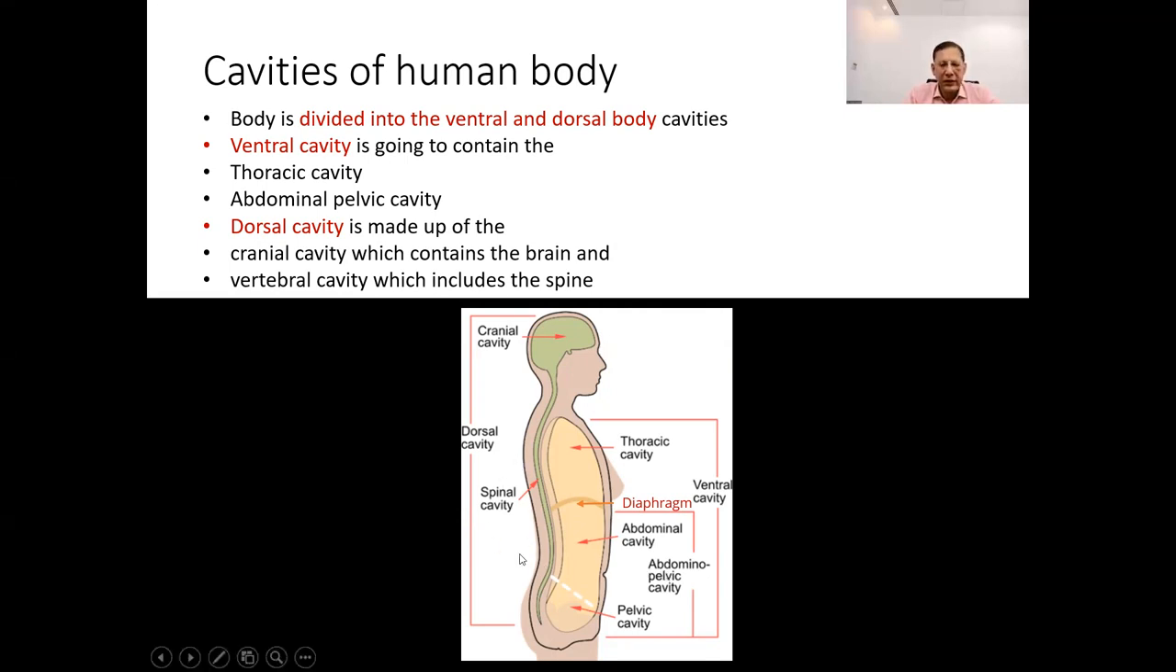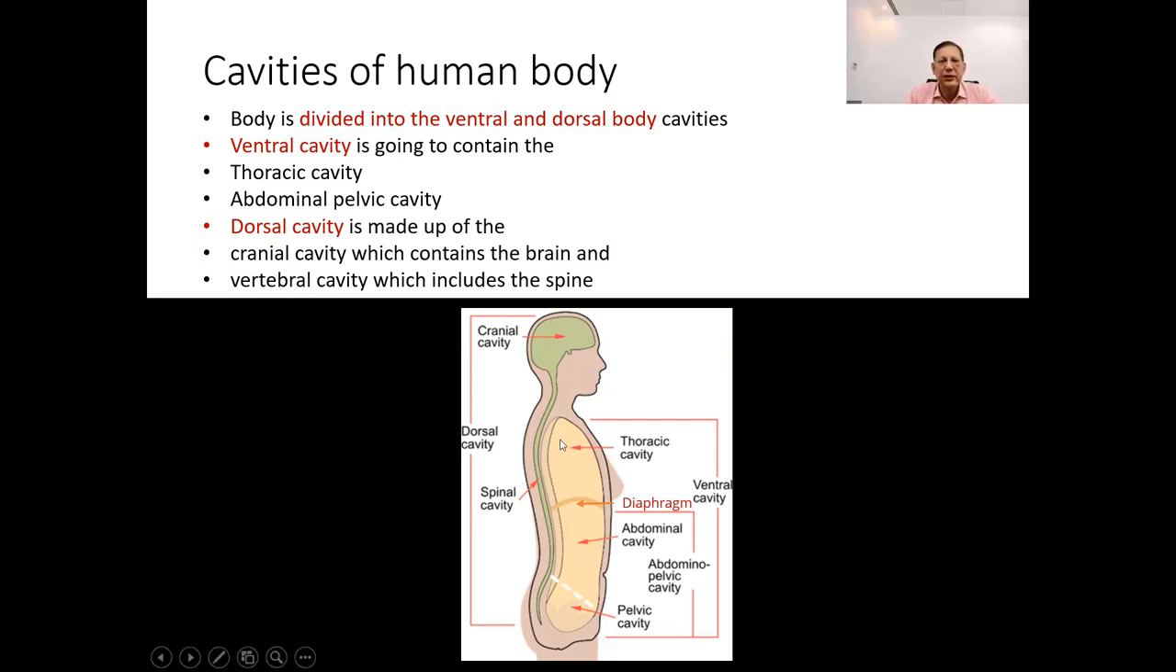The dorsal body cavity consists of the cranial cavity, which houses and protects the brain and is formed by the bones of the skull, and the spinal or vertebral cavity, which encloses and protects the spinal cord. It is formed by the vertebrae of the spine.